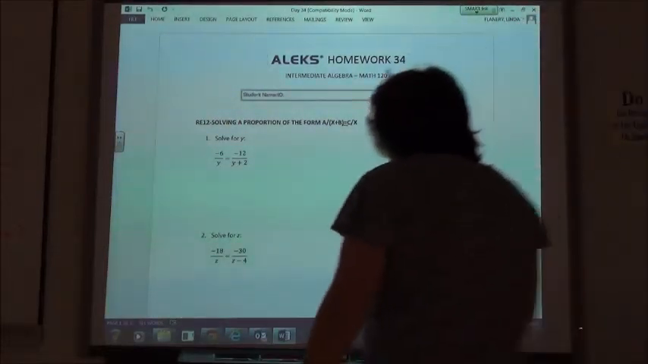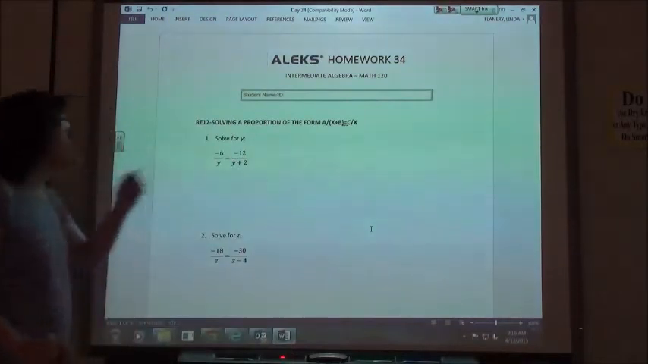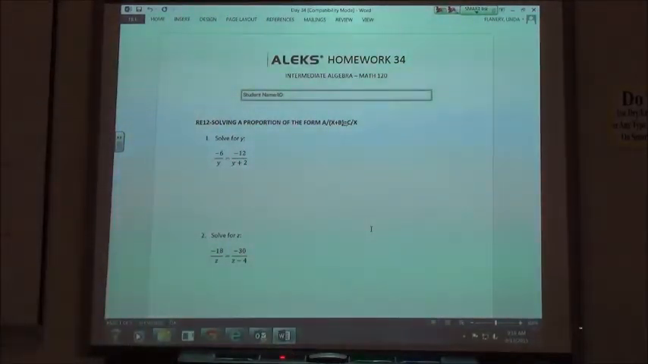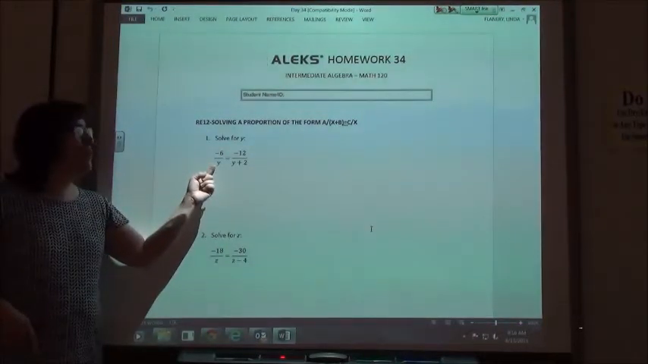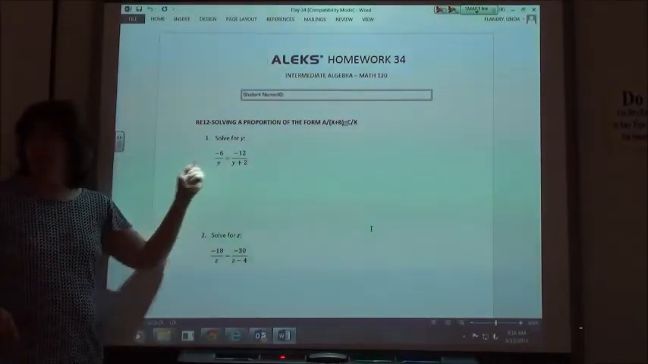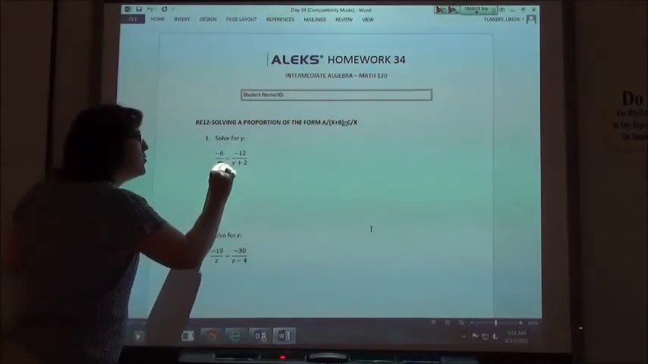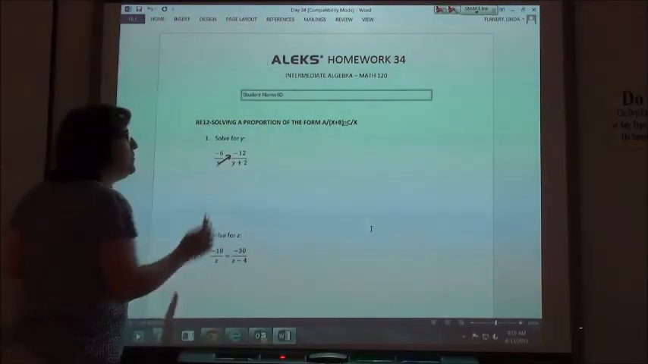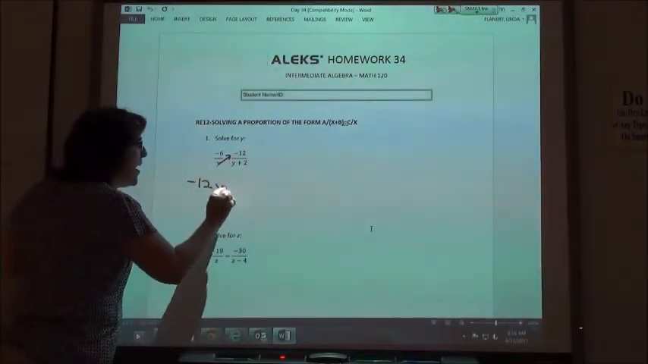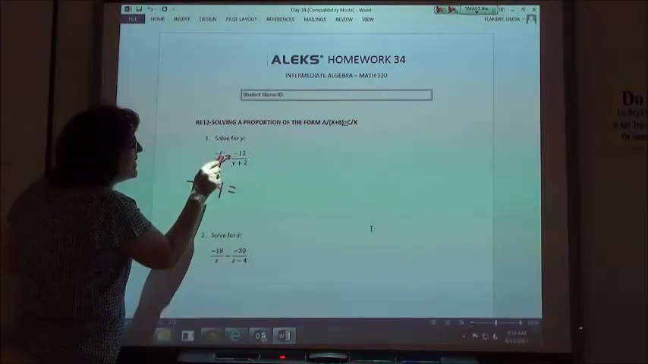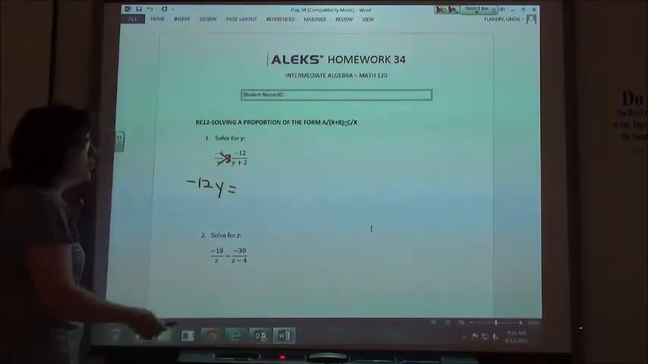So homework 34 starts off where we are again solving a proportion, and on a proportion you solve by cross multiplying. Now I personally, when I cross multiply, like to start with the one with the plain y or plain x, because usually when we solve we like our variable on the left. So when I cross multiply on this one, I would take the y times the negative 12, which is negative 12y, and then I have to take the negative 6 times the y plus 2.